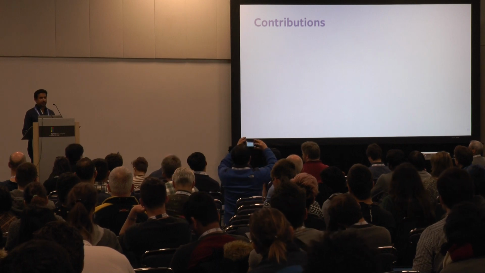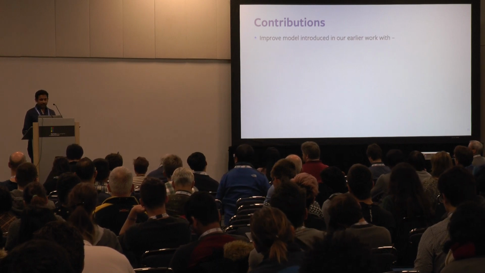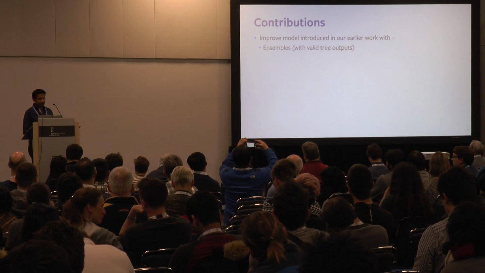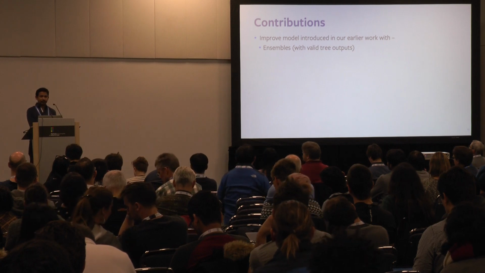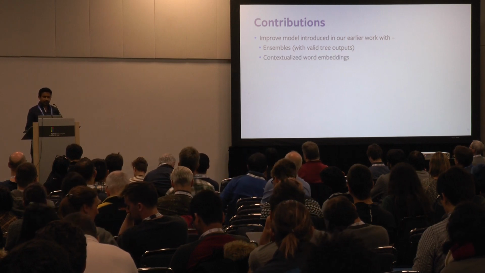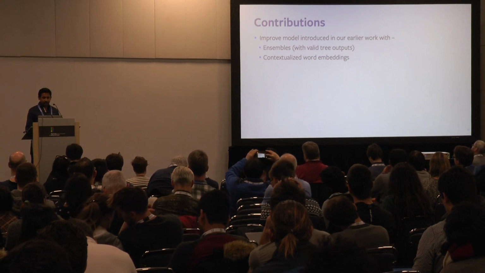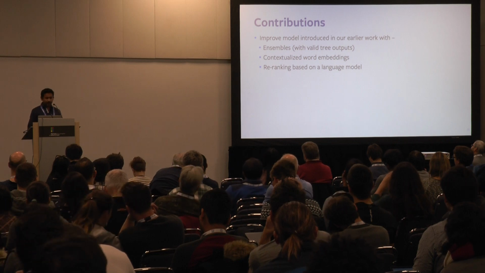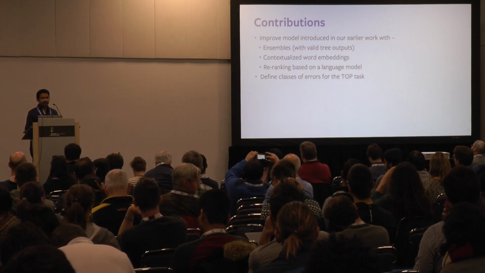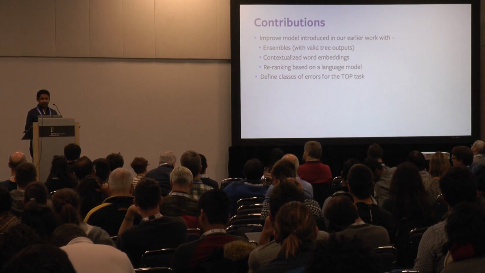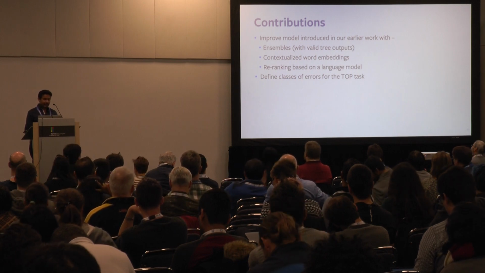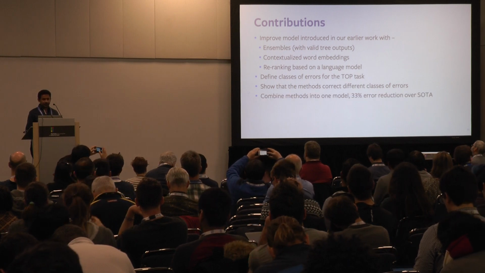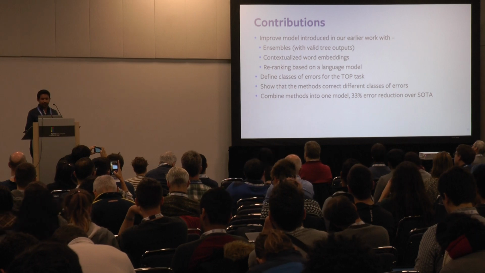The contributions of the paper I'm talking about today is that we improved the model by doing ensembling. And it's not very straightforward how to do ensembling in such a scenario because you want valid tree outputs. We also explore contextualized word embeddings like ELMo. We also explore re-ranking based on a language model. Once we've tried all these methods, we define the classes of errors which these parsers exhibit, and then show that these three methods correct different classes of errors, which means that we can probably combine them all together and achieve a state-of-the-art result.